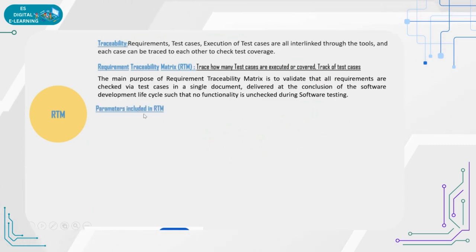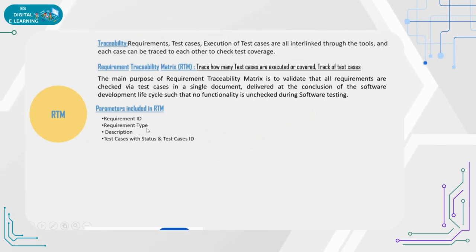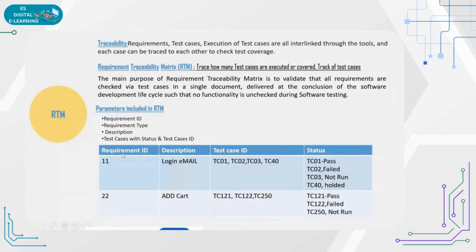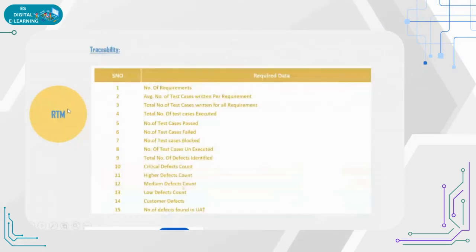And what are the parameters included in RTM? Requirement ID, requirement type, description, test case status, whether it is pass or failed, and test case ID. So requirement ID will be there, description will be there, the number of test cases, and whether each is passed, failed, not run, or on hold, meaning they are going to test it further. This detailed information will be there in the traceability. That is a requirement traceability matrix.